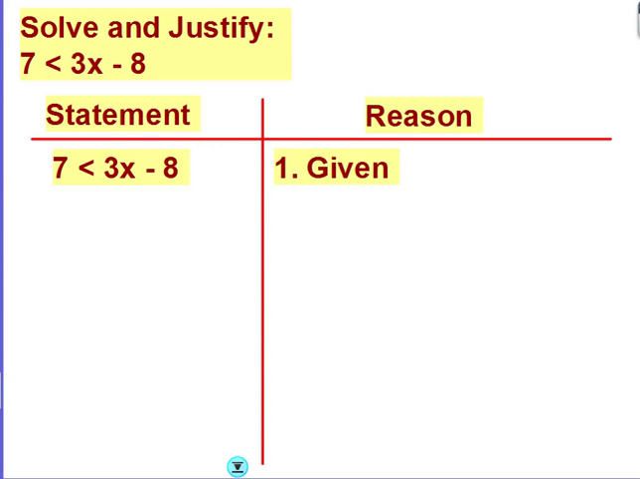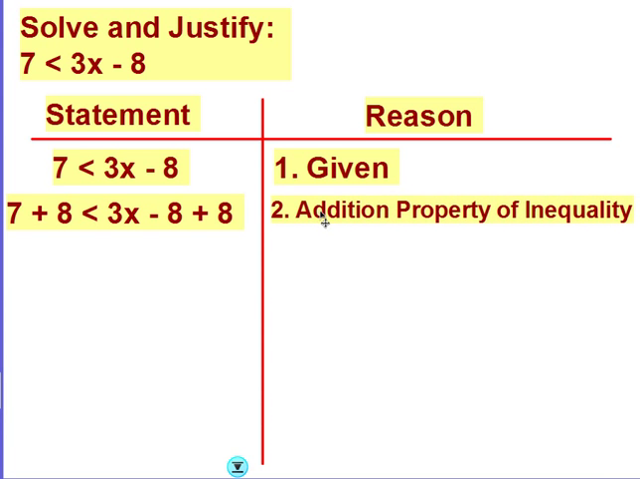So let's look at an example. To start, we're going to solve and justify 7 less than 3x minus 8. So we have our statement and our reasons, and our first is given to us. First thing we need to do is add 8 to both sides. So we're adding 8 to both sides of our inequality, so that's going to be our addition property of inequality.